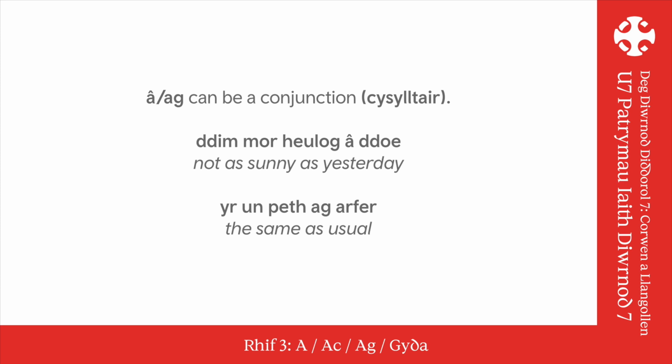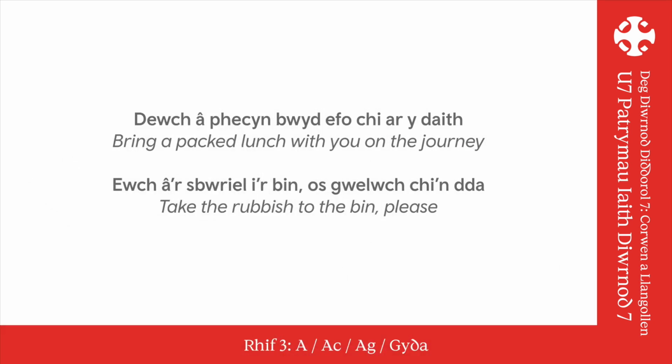Also, a, ag can be a conjunction, cysylltair. Ddim mor heulog a ddoe, not as sunny as yesterday. Yr un peth ag arfer, the same as usual. Dewch a phecyn bwyd efo chi ar y daith. Bring a packed lunch with you on the journey. Ewch â'r sbwriel i'r bin os gwelwch chi'n dda. Take the rubbish to the bin, please.